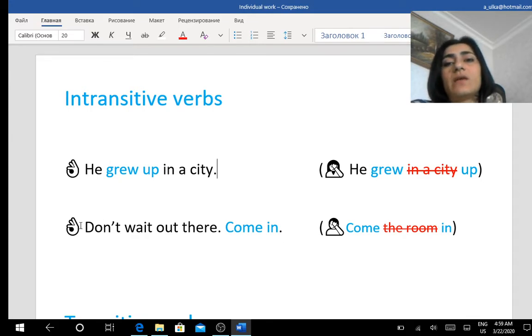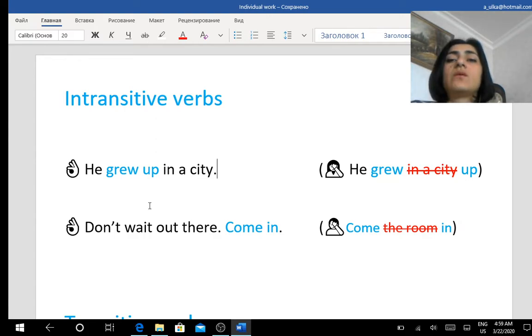The second example, don't wait out there, come in. So we cannot say come the room in. Here is a real object that we cannot put between a verb and a preposition. They again go together, these parts of the phrasal verb, like come and in. Come in. You cannot say come the room in.